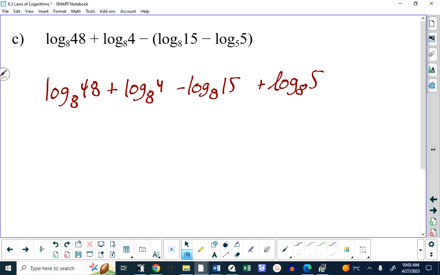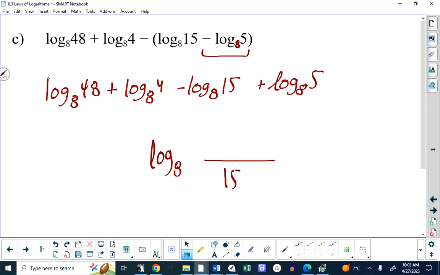These are all log base 8s, so we can pack them all together. Notice I got rid of the brackets, and I did this intentionally. It's so that my new argument is going to contain numbers on the top that come from the positive logarithms and numbers on the bottom that come from the negative. The only negative logarithm is the log base 8 of 15. This is not a negative logarithm, because it's minus that logarithm.